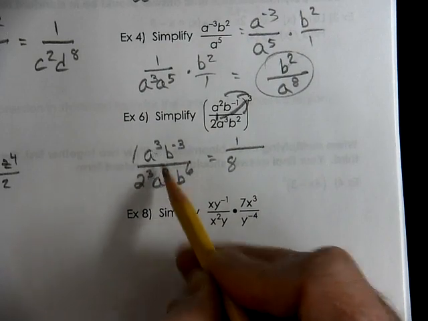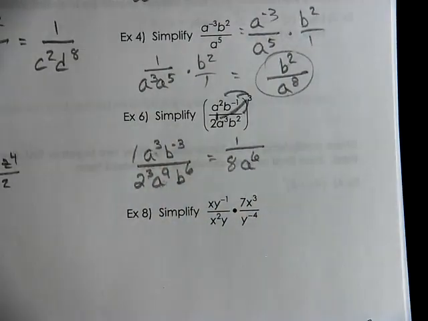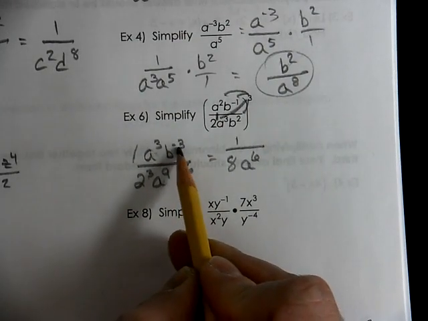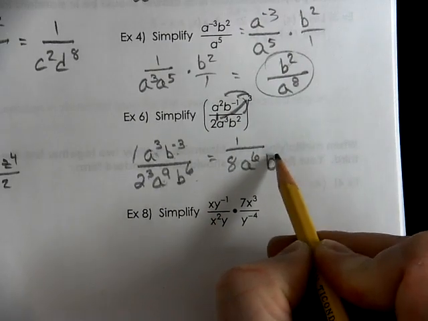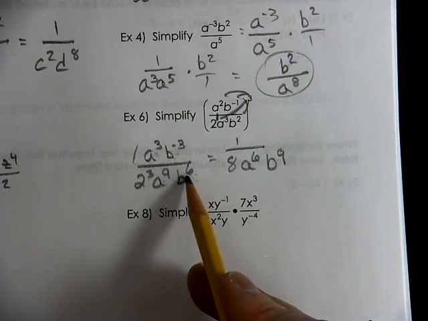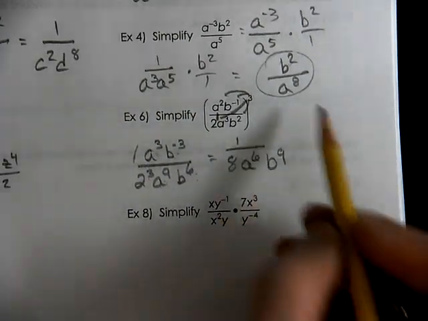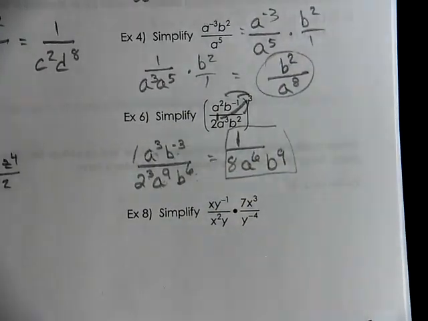I have more a's on bottom than I have on top. I have 6 more a's on bottom. I have my negative exponent. So it comes down and it groups together with the 6, so that's a total of 9. Now I do need the 1 on top because it worked out just fine.